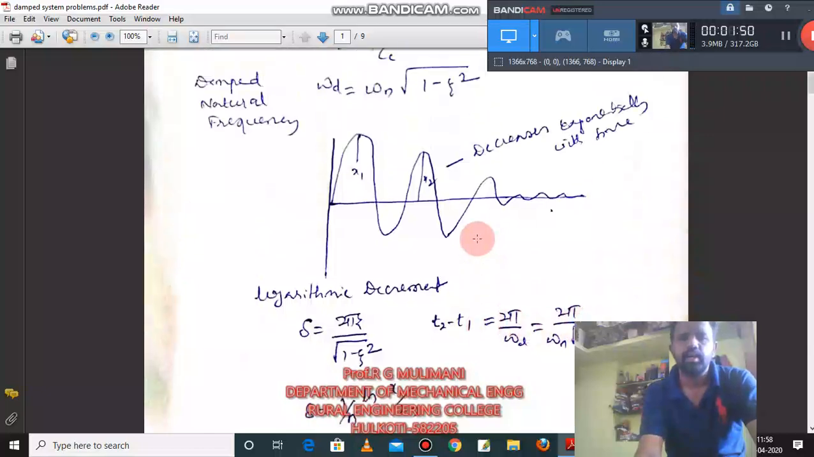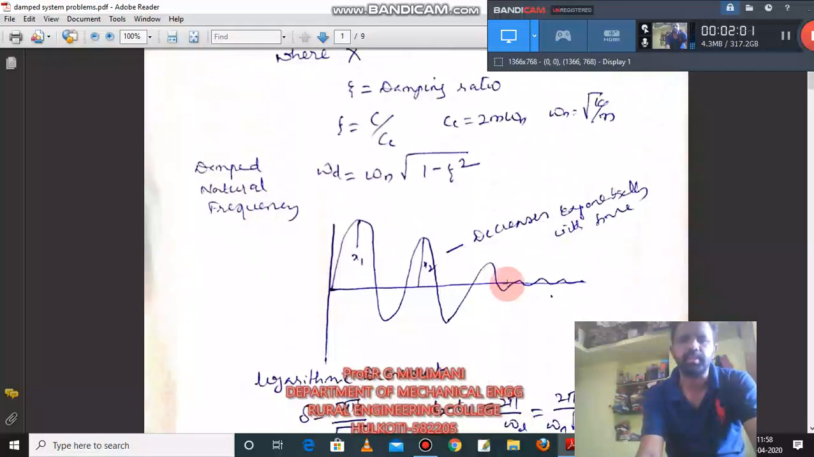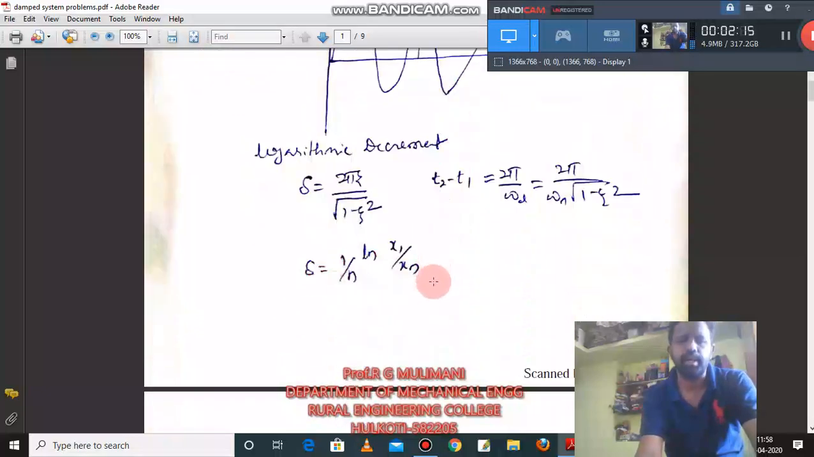For one cycle, how much time it takes is the time period. To calculate the time period, we can use the formula 2π divided by ωd, where ωd is ωn times the square root of 1 minus ζ squared. If you know mass and stiffness, then ωn can be calculated by ωn equal to the square root of k by m. And how can ζ be calculated? ζ is c by cc, where cc is 2mωn.